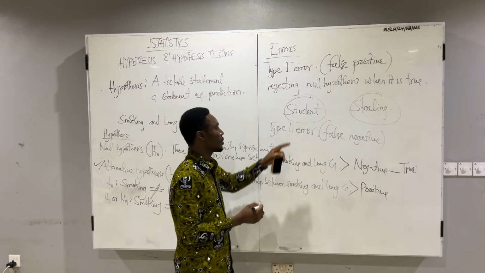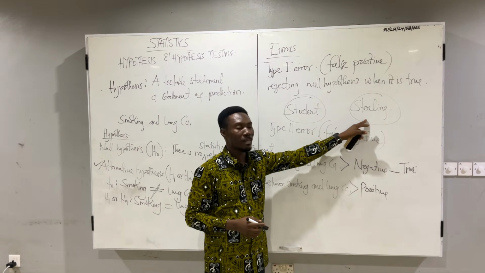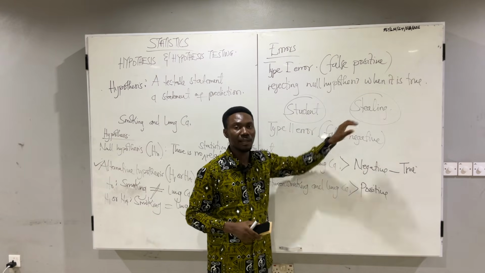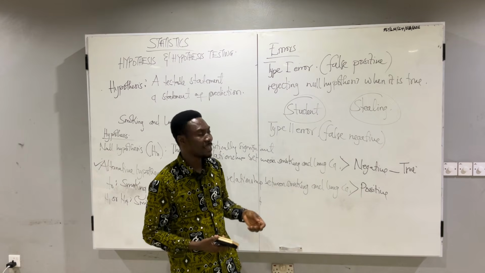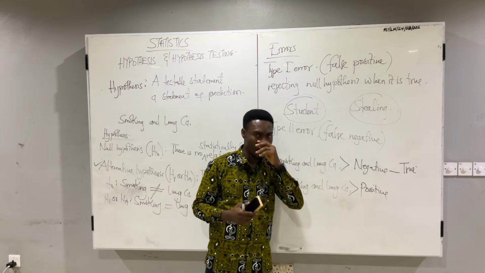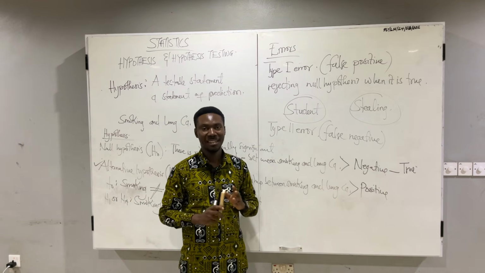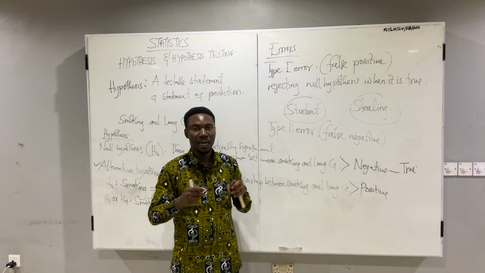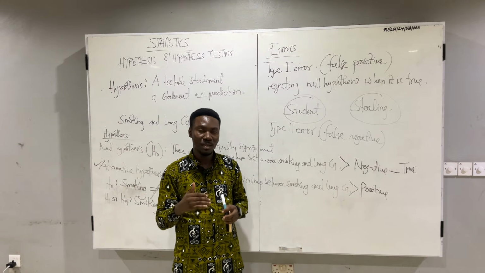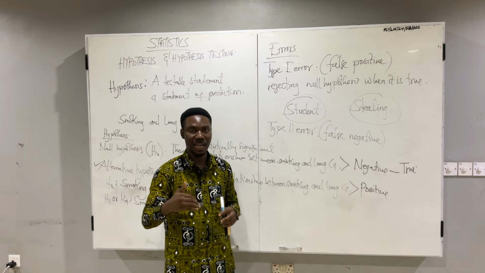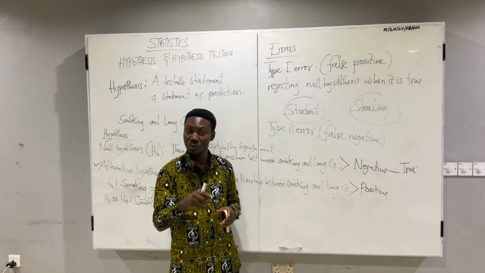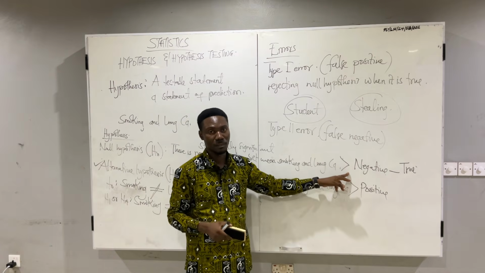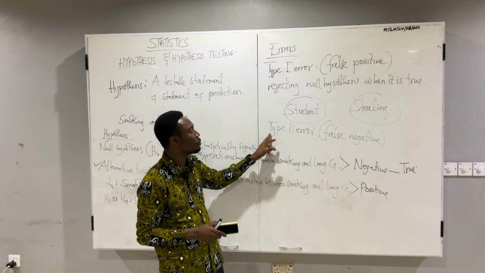So we have a student, we have stealing. The null hypothesis is saying there is no relationship between the student and stealing. The alternative hypothesis is saying there is a relationship between the student and stealing. Let's assume that truly the student is involved in the stealing, and during your decision making as a judge, you went ahead to reject the fact that the student is involved in the stealing. Meaning in this situation, you've declared the null hypothesis to be true when it is false. That type of error, we call it type 2 error.